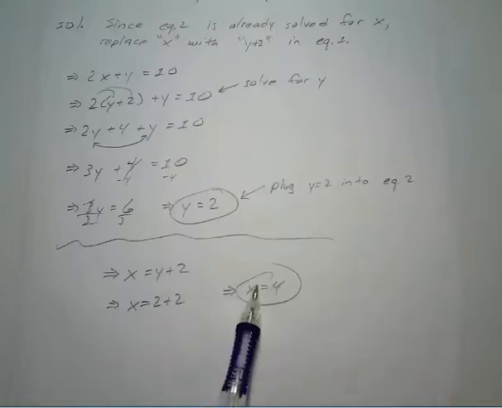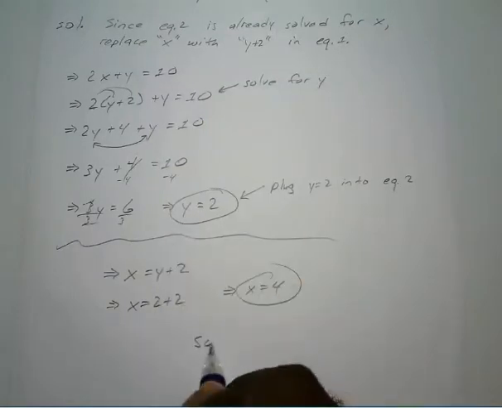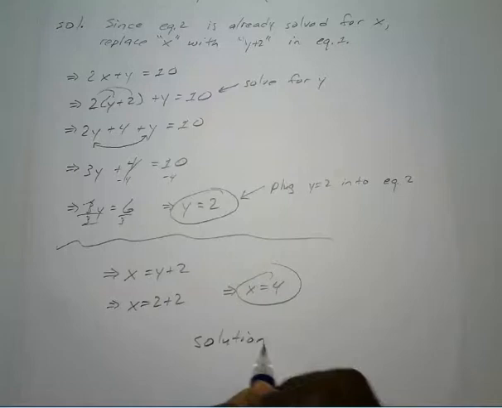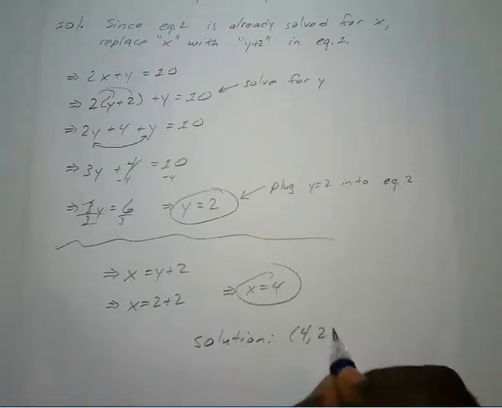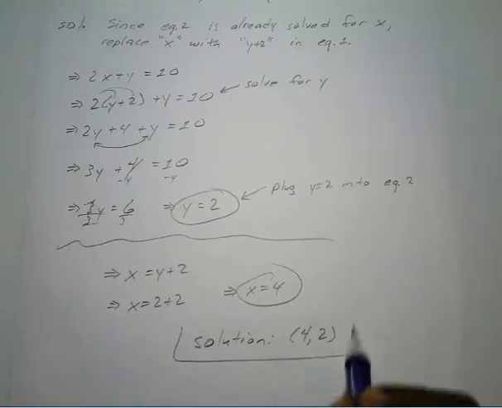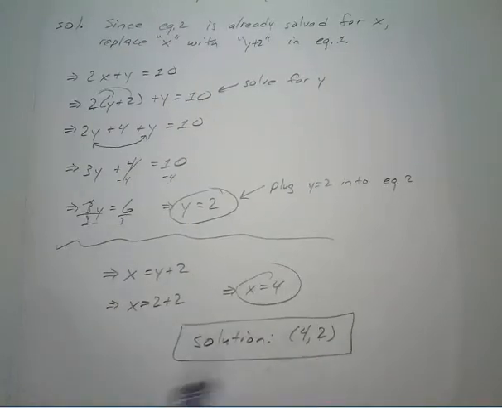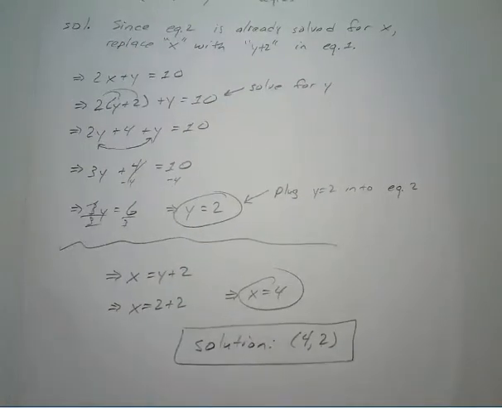Okay, so since x equals 4 and y equals 2, our solution is the ordered pair (4, 2). Remember, it's x comma y. Alright, so let's go ahead and do another example.